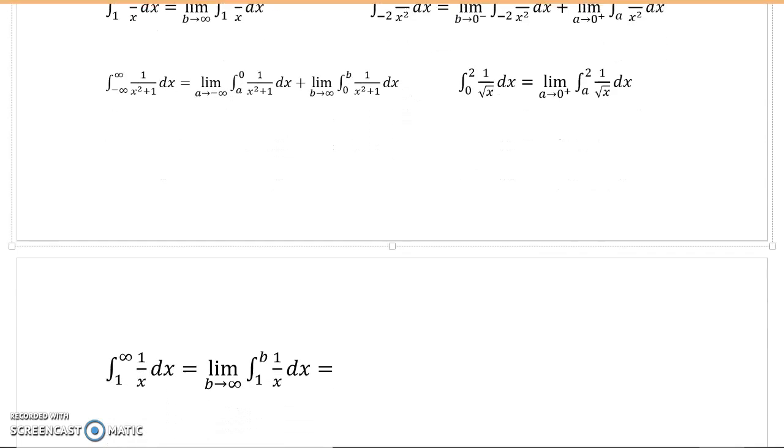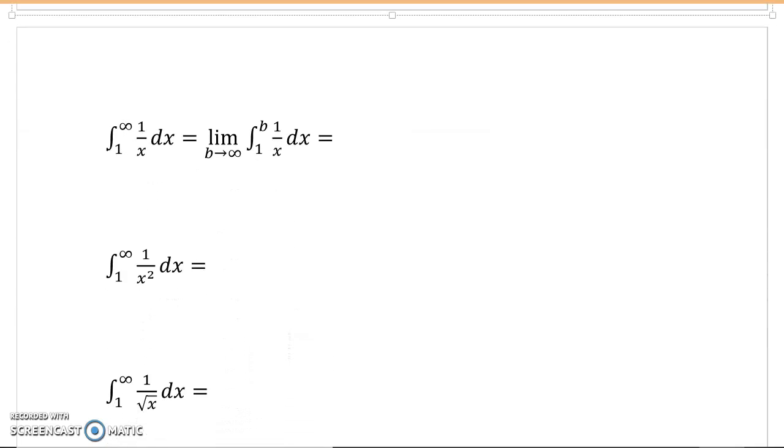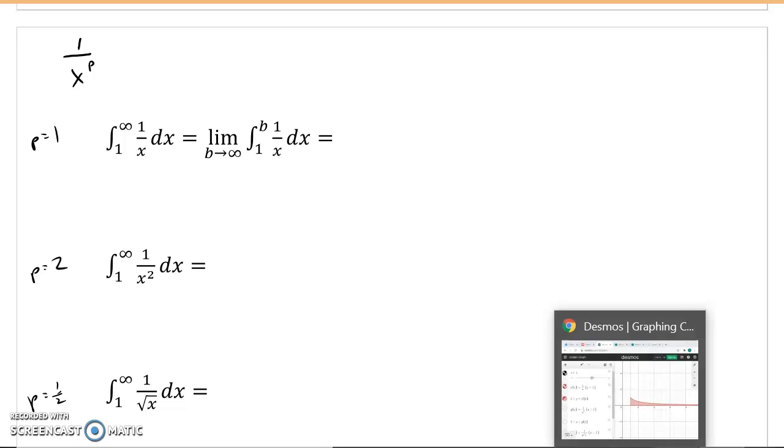So let's take a look at some examples. These 3 examples are all fairly related. Notice that they're all 1 over x raised to a power, where in this case p equals 1, in this case p equals 2, and in this case p equals 1/2. So we're going to ask the question, what happens with these? Before we jump into the analytics, let's look at the pictures.